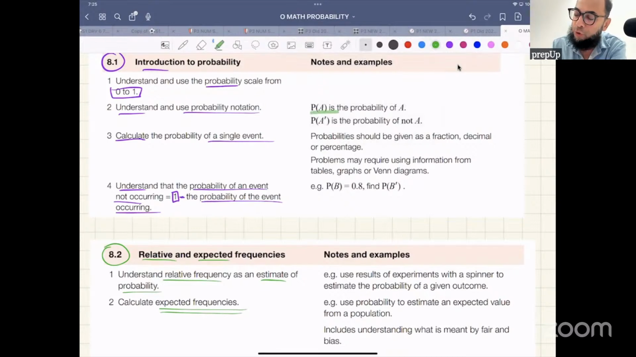So probability of A, P(A), is the probability of A. P(A complement) is the probability of not A. And let me read further. Probabilities should be given as a fraction, decimal or percentage. I just talked about it. And what else is there? Probability problems may require you to use information from tables, graphs or Venn diagrams, and I'll come to that in a short while.